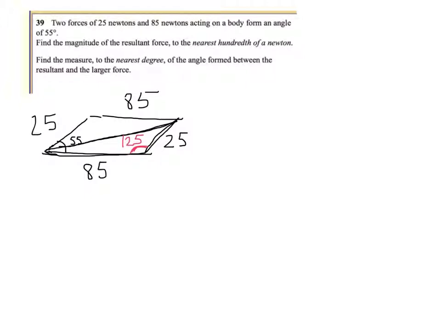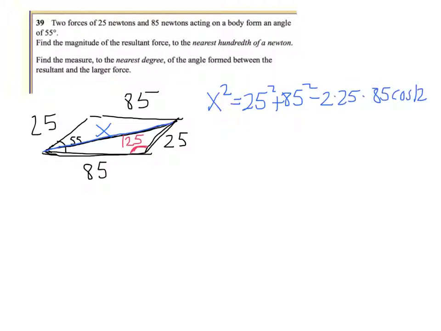We are looking for the resultant in part A, so that's the diagonal. And we can use the law of cosines for this. Since the side we are looking for is across from the angle we have, that's a good setup. It's going to be x squared equals 25 squared plus 85 squared minus 2 times 25 times 85 cosine of 125. Remember, the law of cosines is given to you in the reference sheet.